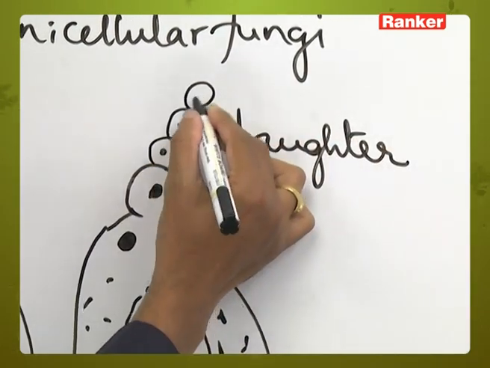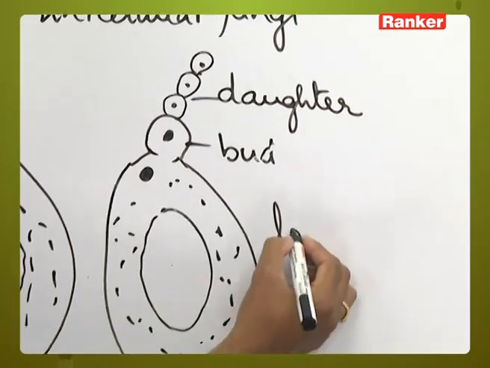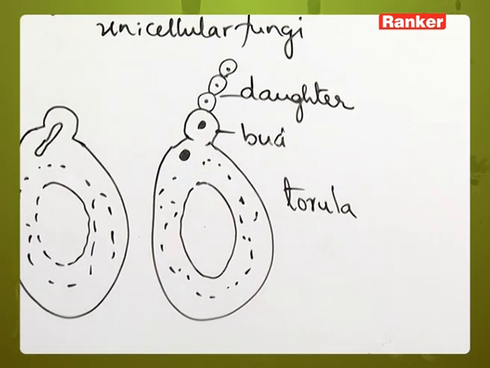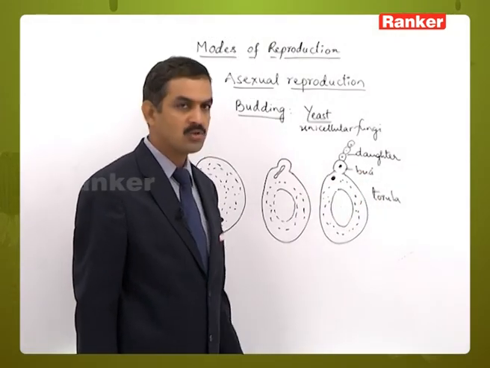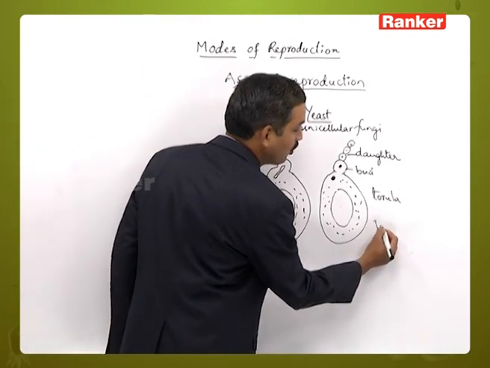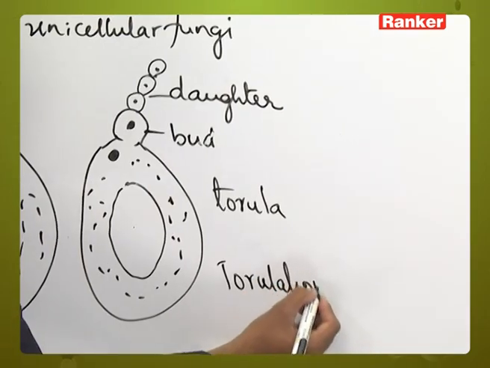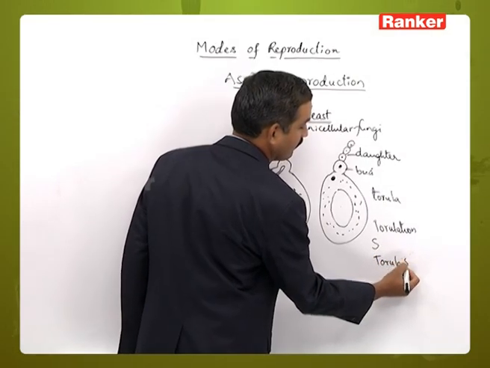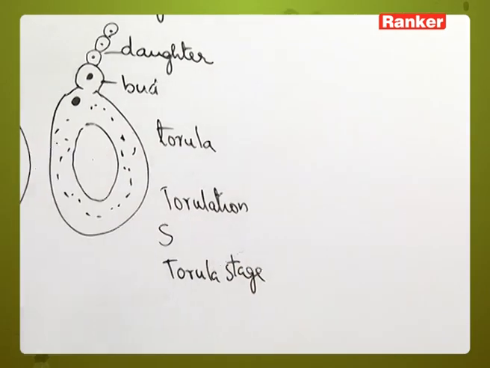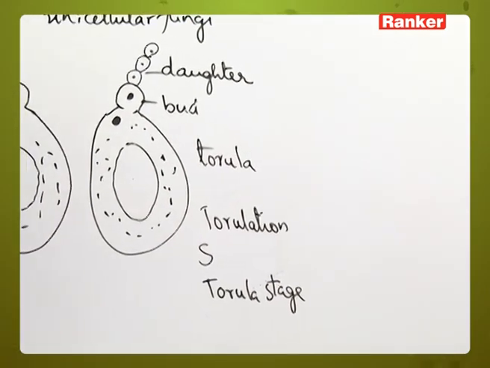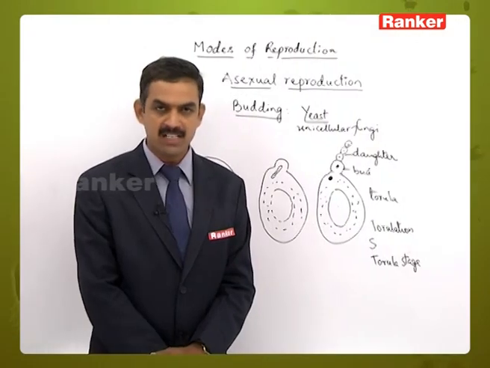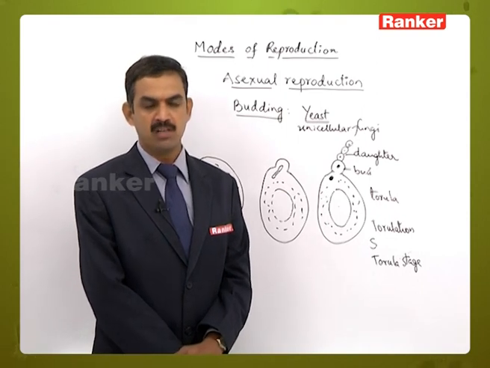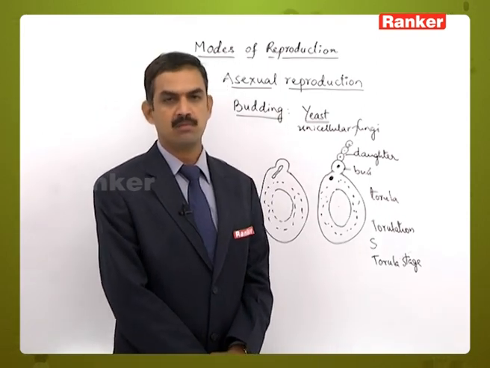When such daughter buds are formed, it appears like an organism called torula, which is another yeast. As the structure appears like a torula, we call this process torulation, and this the torula stage. This can be observed in yeast during the budding process. Here the buds are formed because of unequal division of the parent, so that a small protuberance is separated out and develops into a small bud, giving rise to the daughter organism.